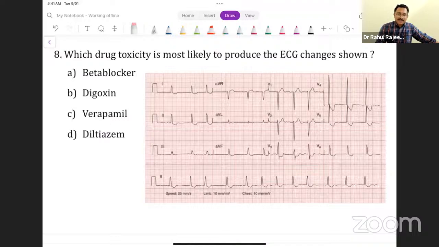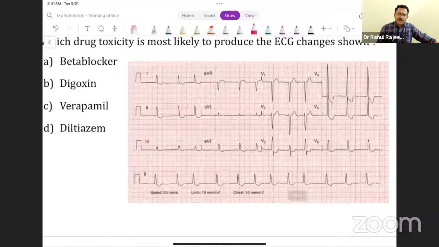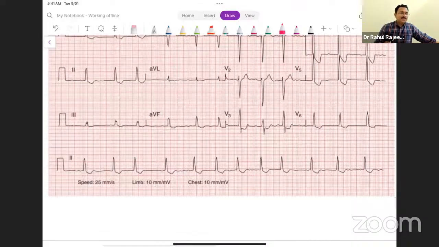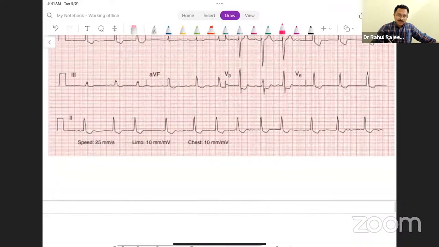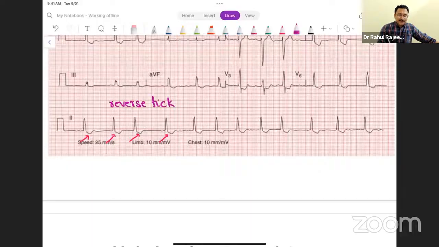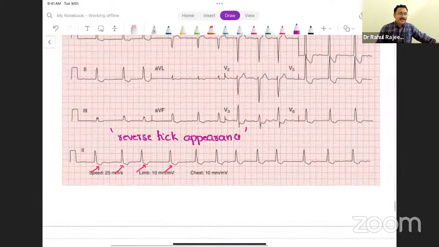But here they are asking which among these drugs is likely to produce the characteristic ECG change. So this again is something which you have all learned. Even I have stressed it in my lectures as well. There is a particular pattern here. Can you tell me what this is known as? This is referred to as the reverse tick appearance. You can see that the ST segment appears depressed in a reversed tick appearance. That is what is called a reversed tick appearance.